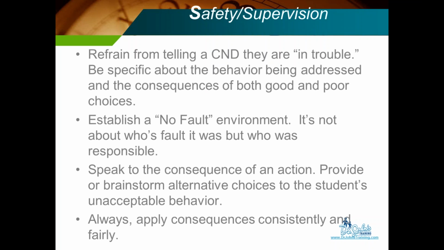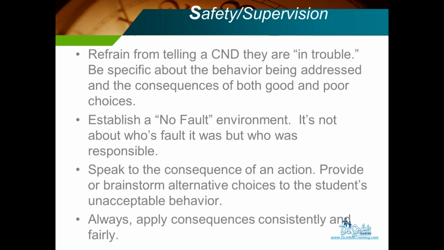Refrain from telling these children that they're in trouble. Be specific about the behavior being addressed and the consequences, and talk about consequences rather than "in trouble." We established what we called a no-fault environment in our gym. It wasn't about whose fault it was. It was about who was responsible and what's the consequence.